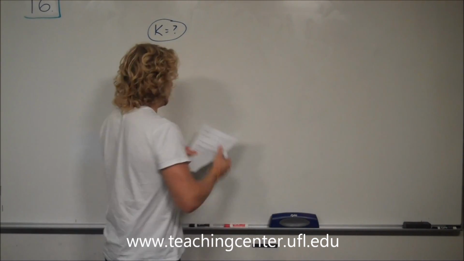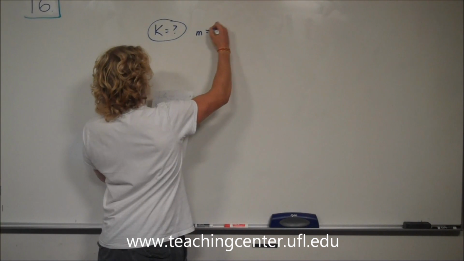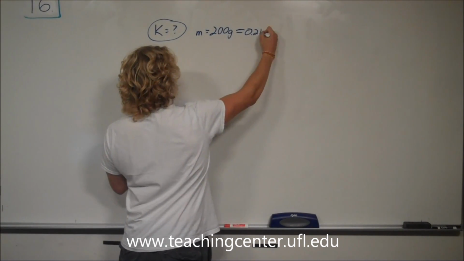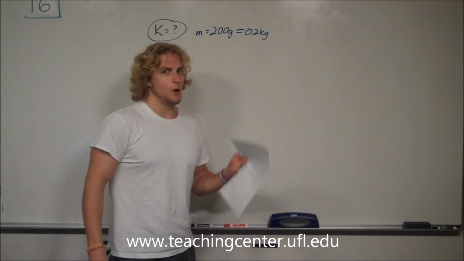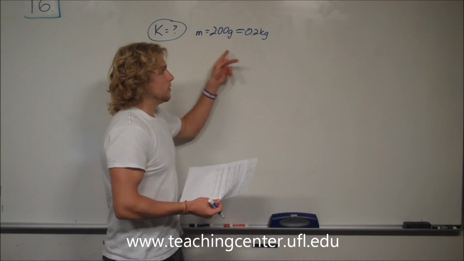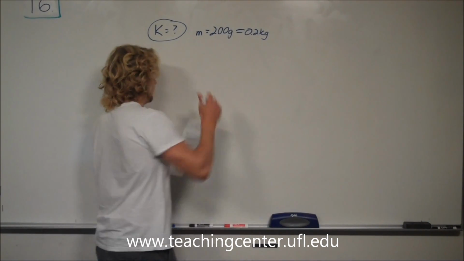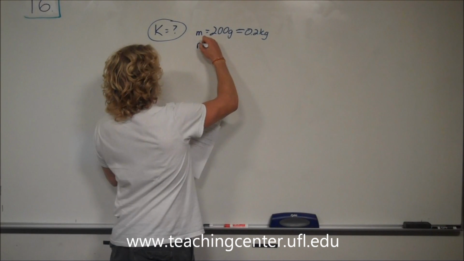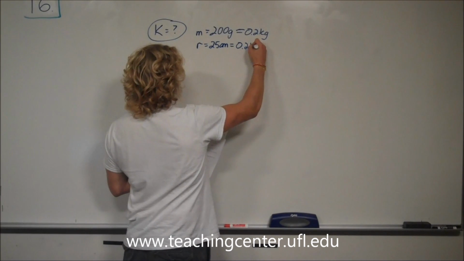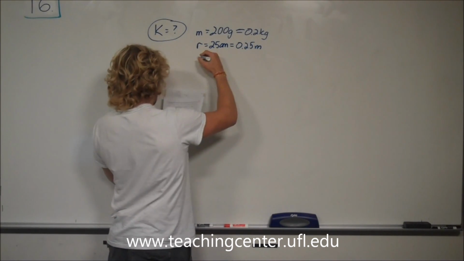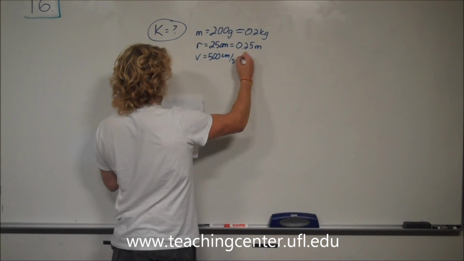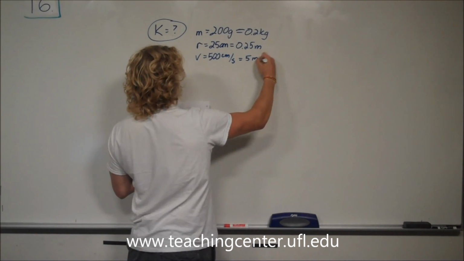Alright, let's write down the givens. The givens are, we have a mass is equal to 200 grams or 0.2 kilograms. I always recommend that you change it immediately to the standard units. Grams aren't used, kilograms are. Same thing for the radius, which is equal to 25 centimeters. That's 0.25 meters. Change it to meters. Velocity is equal to 500 centimeters per second, which is equal to 5 meters per second.